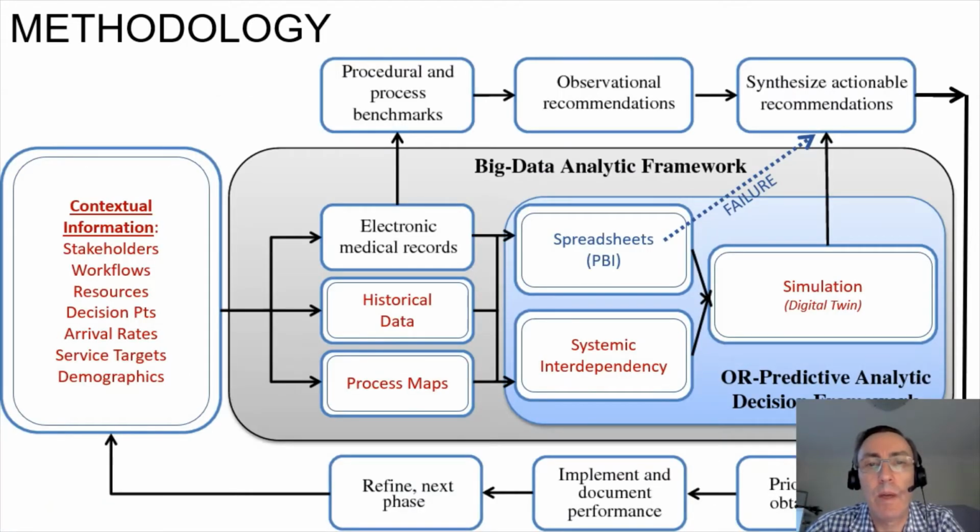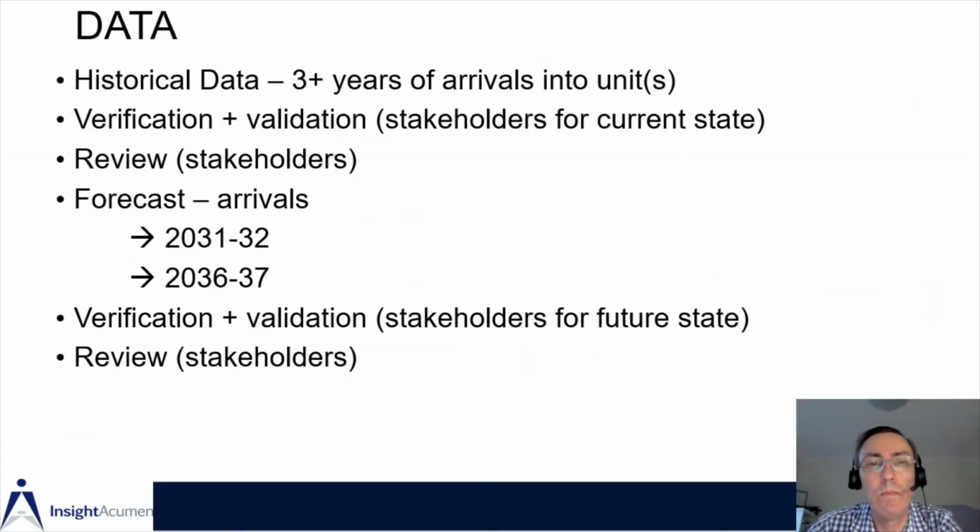And here's how that process looks, with modeling and simulation playing a role in the blue area, with the intention to reduce the risk of future failure. For data, we use 3+ years of historical data for model validation. We used forecast demand in 2031-32 and 2036-37. This future demand information was provided from departmental level data.